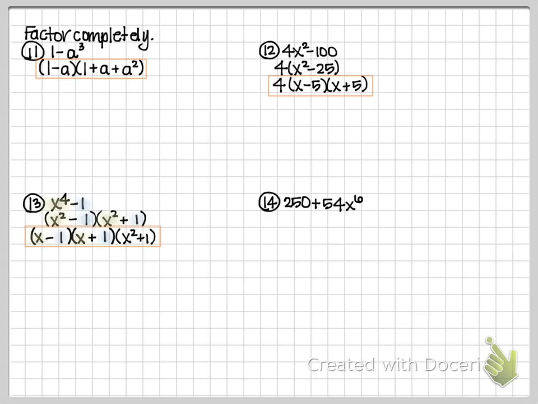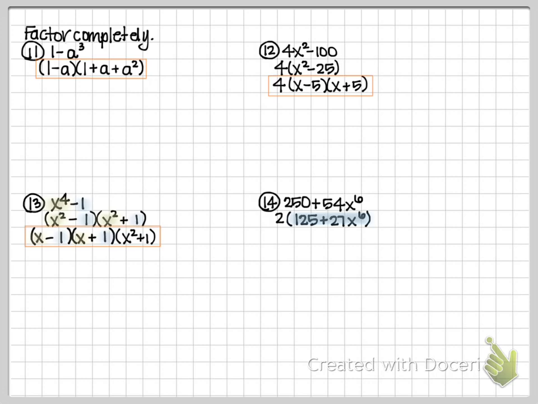Okay, question number 14. On question number 14, if we take a look at these two terms, they're both even, so I know there's a GCF. So let's go ahead and take out the GCF, and I think it's going to be 2. So if I take out a 2, it's going to give me a 125 and then a 27x to the 6th. Now I'm just going to look at the stuff inside the parentheses. It's a plus sign, or it's a sum of two things. There's no way this is squares. Can't be. So I have to ask myself if I can cube root them.